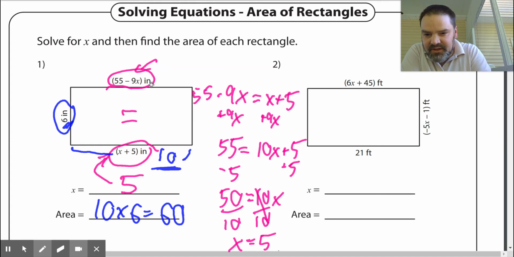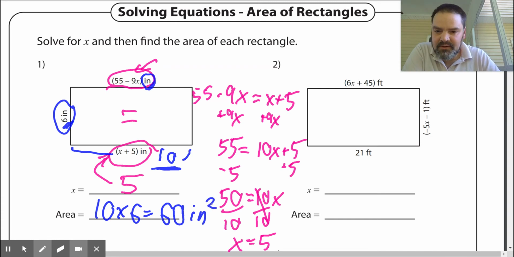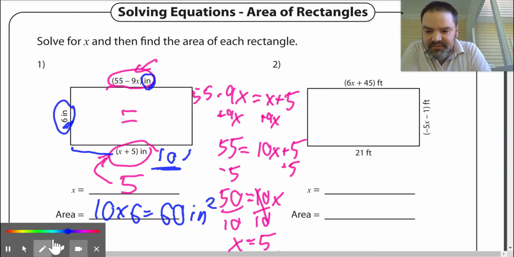And it looks like my units are inches. So the area would then be 60 square inches, which I write as in with the square. So again, to review, you can find the value of x. That will allow you to get the length or width or both of the side. And then using that information, you can multiply. Let's take a look at one more example together, because this next one has a little bit of a complication.